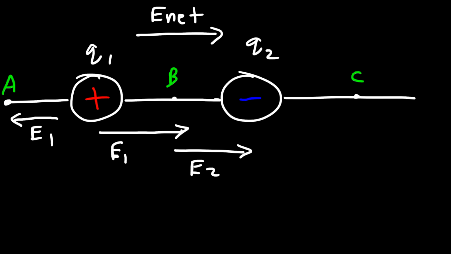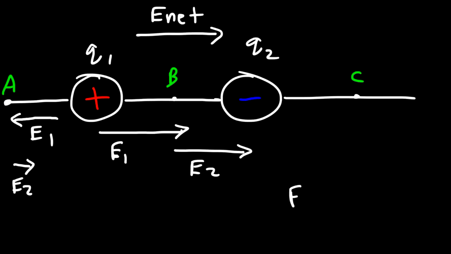Now the electric field created by Q2 at point A, because it's a negative charge, we need to draw from the point pointing towards the negative charge. Now this vector is going to be smaller than E1. The reason why E2 is smaller than E1 is because Q2 is further away from point A than Q1 is. Because Q1 is closer, the electric field created by Q1 is going to be stronger than Q2.